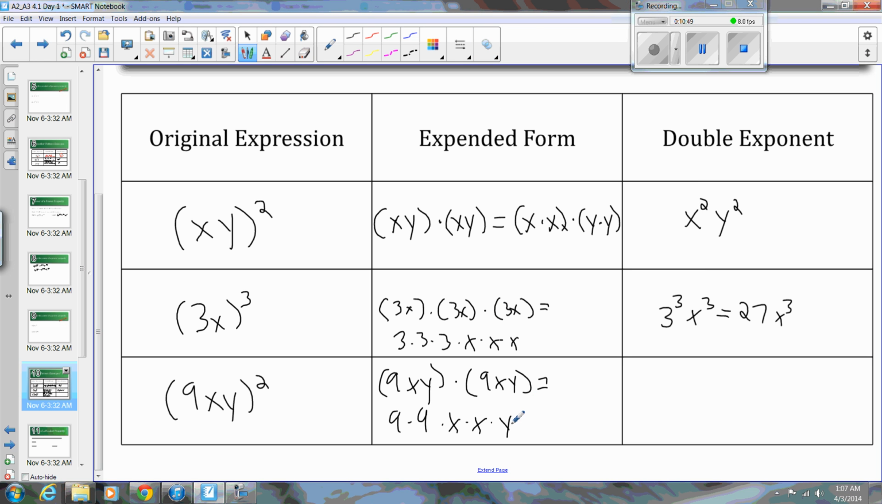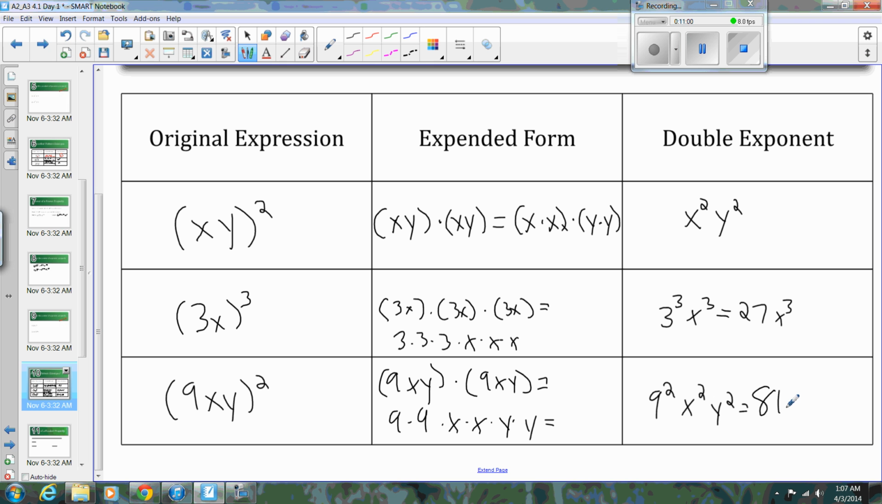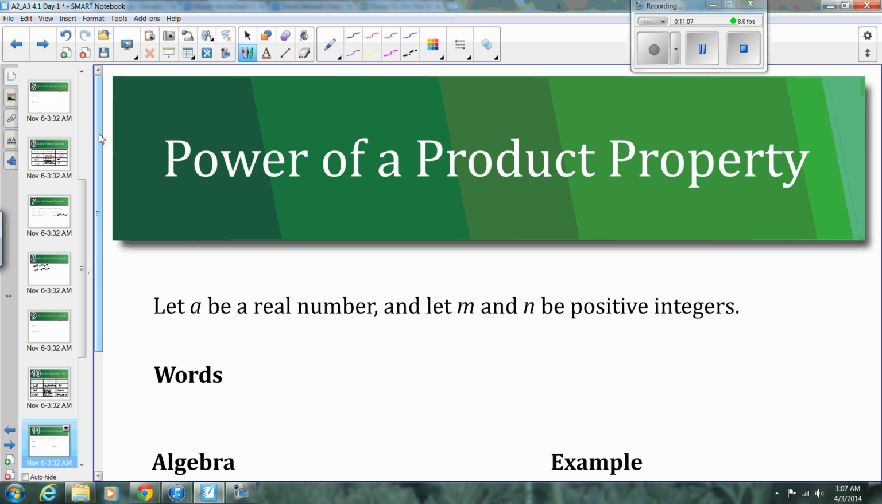Okay, and then I organize the second y, and what is that really? Well, that's just simply 9 squared, x squared, y squared, which is equivalent to, because I have to simplify this, 9 squared, 81 x squared, y squared.